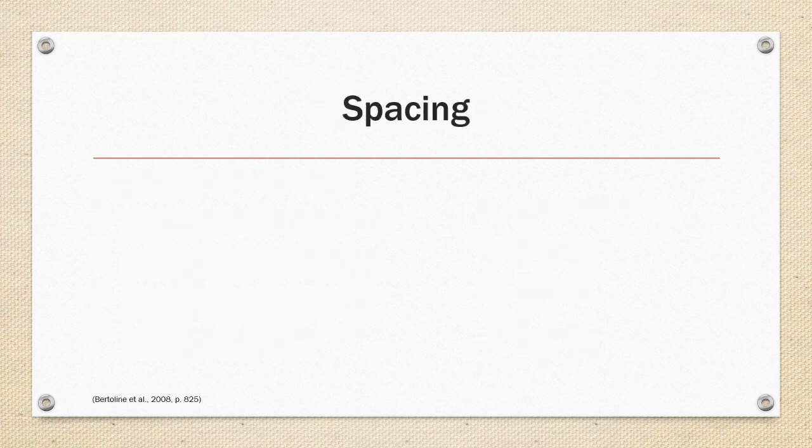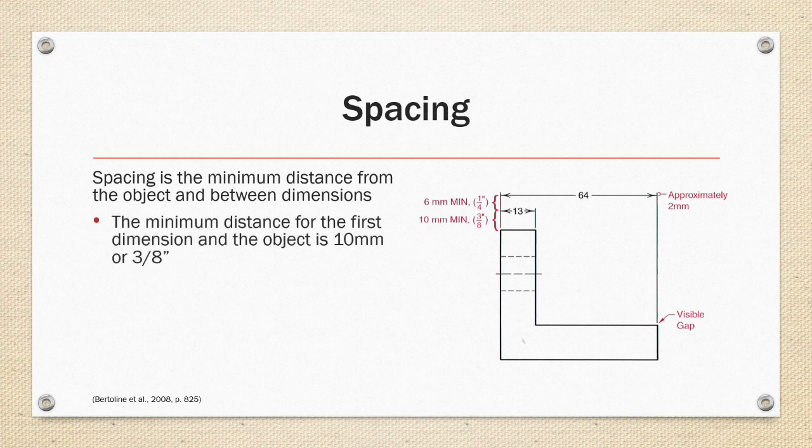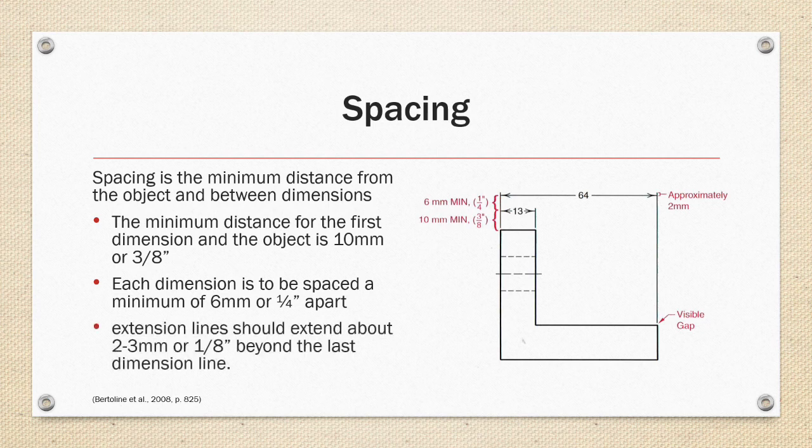Spacing. ASME Y14.5 has specific standards for spacing dimensions, both from the object, but also from other dimensions. The minimum distance for the first dimension and the object is 10 millimeters or 3/8 of an inch. Each dimension is to be spaced a minimum of 6 millimeters or 1/4 inch apart. And extension lines should extend 2 to 3 millimeters or 1/8 of an inch beyond the last dimension line as shown on the right.